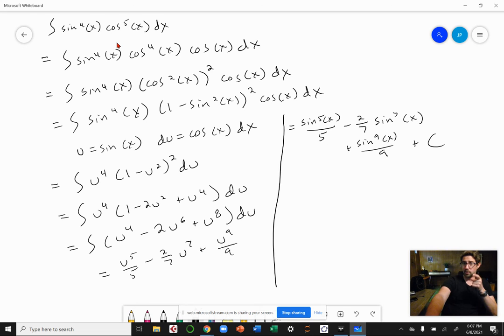But that's always the move. And there's a similar move for mixed powers of tangent and secant. But for sine and cosine, if one's even and one's odd, you're always going to bust one off from the odd one. Then you have nothing but even powers of sine and cosine, and you can always rewrite those in terms of each other. And then you can do a pretty simple u substitution.